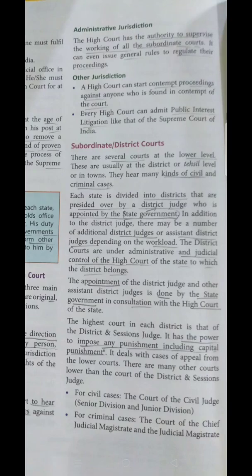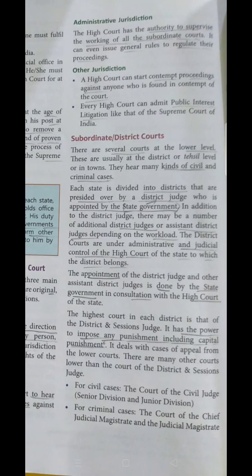The third one is related with administrative jurisdiction. Administrative jurisdiction is actually related with the High Court supervising the subordinate courts, to check whether they are doing things according to the general rules and regulations, and whether the proceeding is done under proper control, along with the control of the constitution or not. All such things are checked by the High Courts, because lower or subordinate courts come under the High Court.